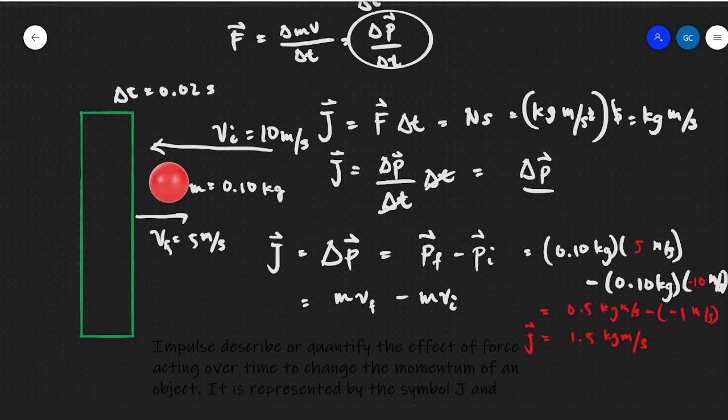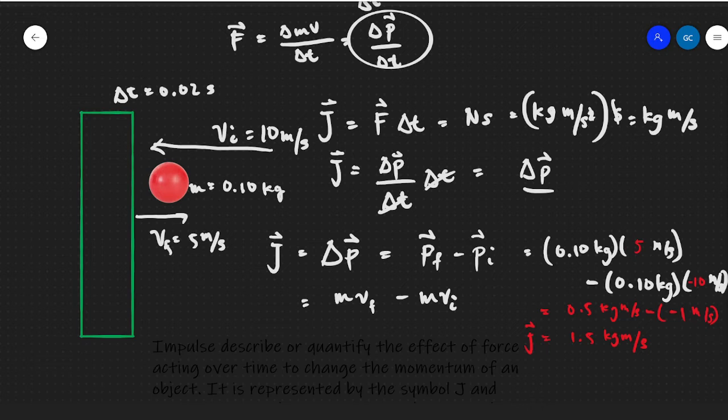So, paano ko nasabi yun? So, basically, gawa lang nung impulse natin mismo. Ibig sabihin lang, this 1.5 kilograms meters per second is actually the effect of force acting on an object per second. Okay? So, that is our impulse.